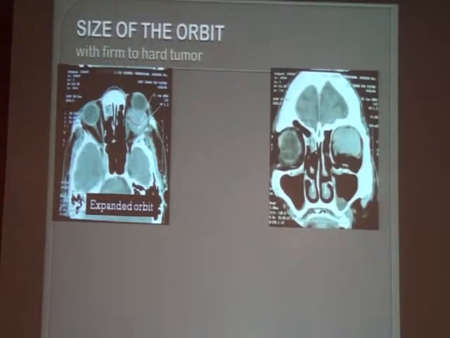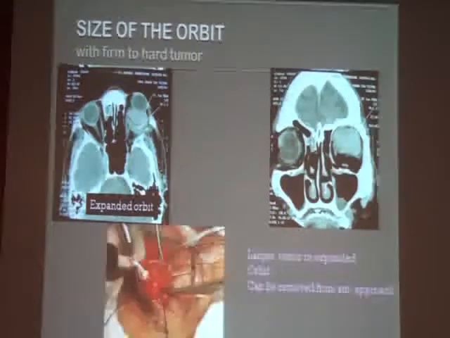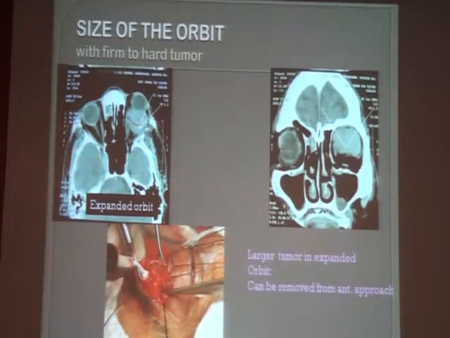And the good thing about this lesion is that it's lying in the superior orbit. So instead of doing a lateral orbitotomy over here, this can come out easily from a superior approach. So a larger tumor in an expanded orbit can be removed from an anterior approach.